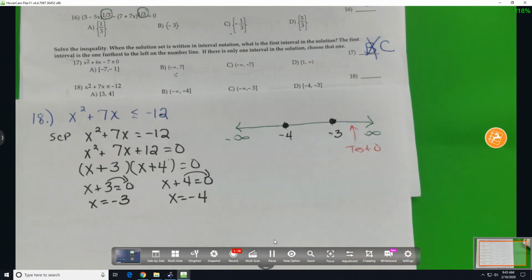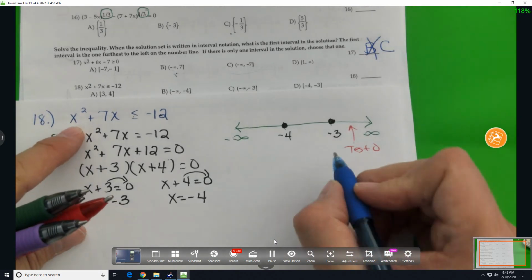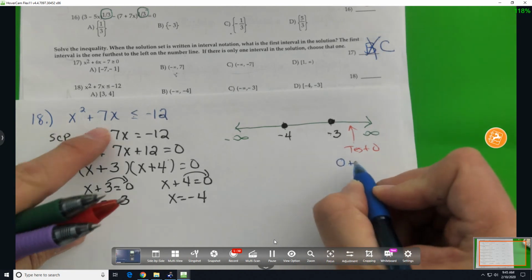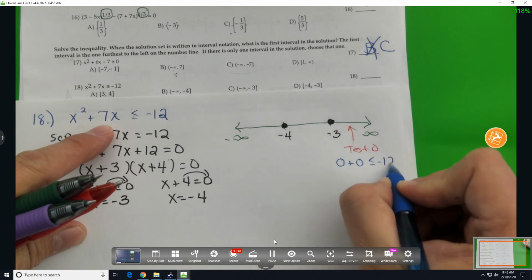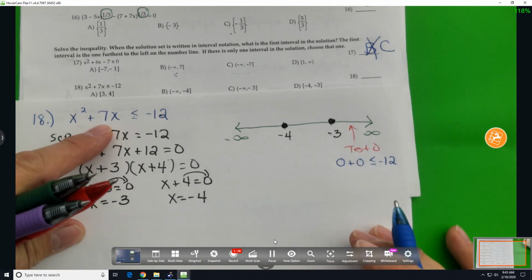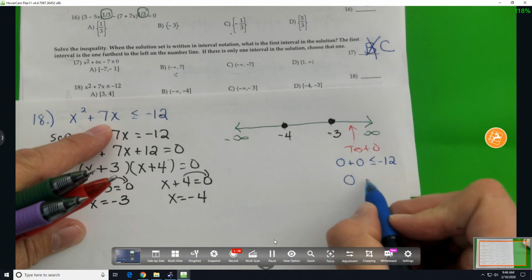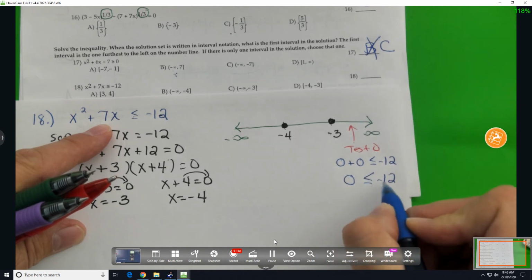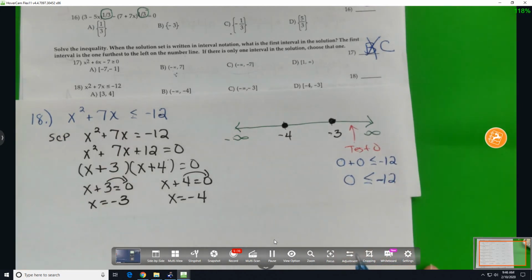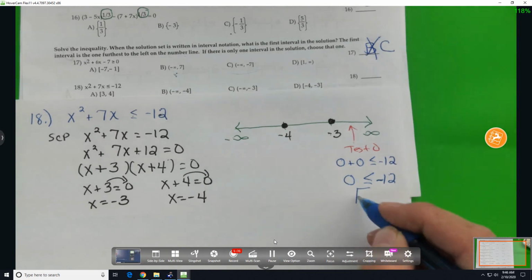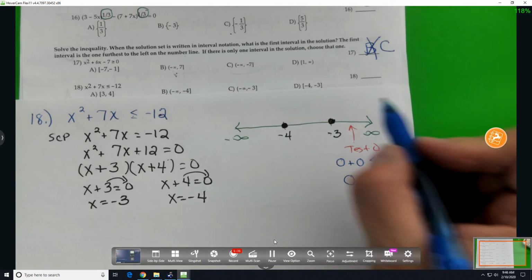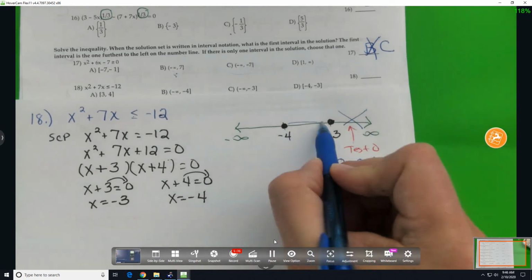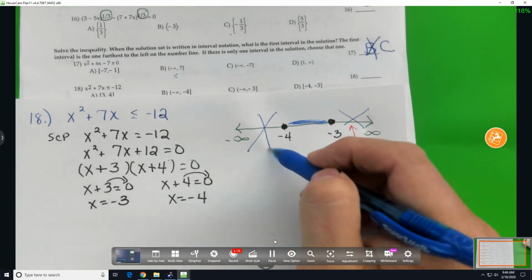We're testing 0. 0 squared is 0. 7 times 0 is 0. It's less than or equal to negative 12. Well, it's sure not equal. 0 is smaller than negative 12. That is false. Better to have $0 in your bank account than negative 12. So, false.